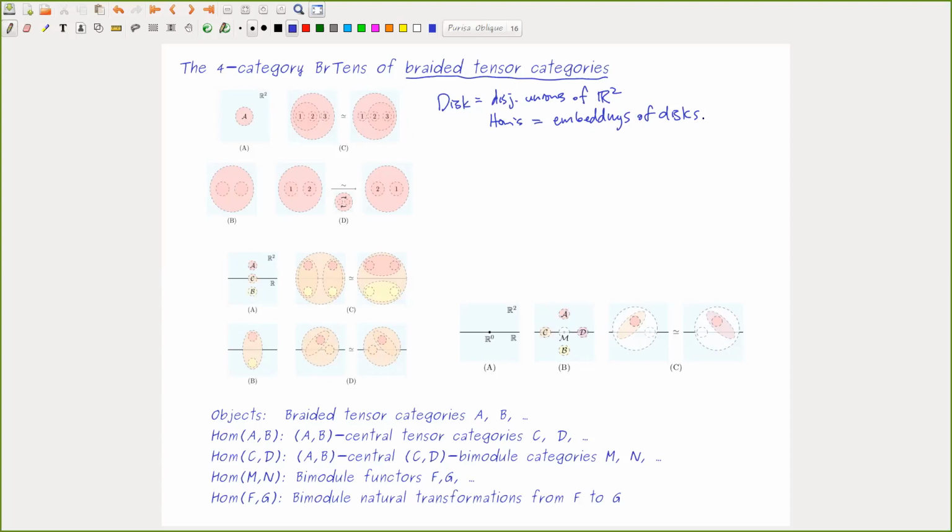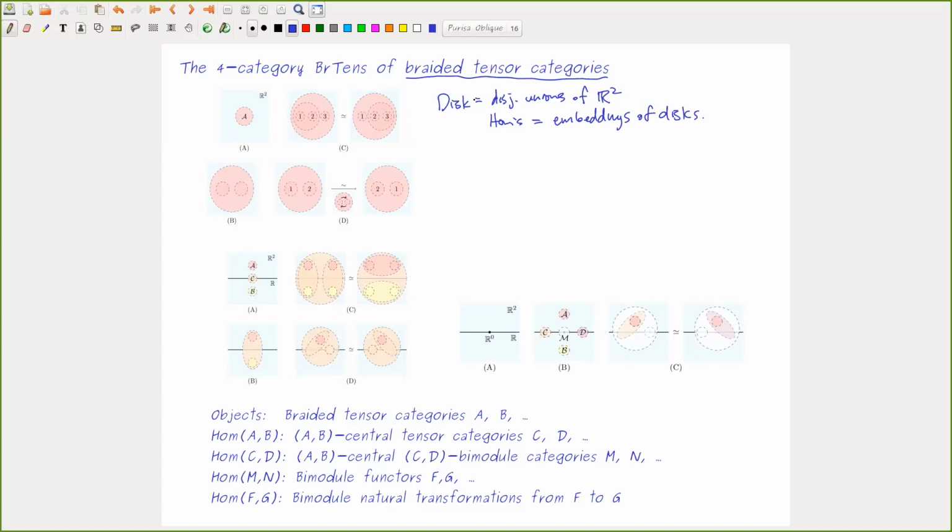And so in this category, we have just the basic disk, which is R2, and I'm going to draw that in the plane like here. Can you see when I move my mouse? Is it visible? Yes. Yes. Okay.